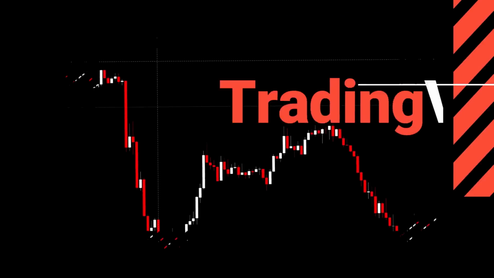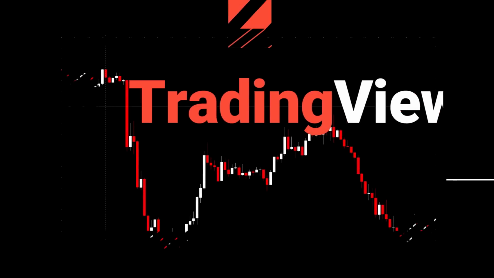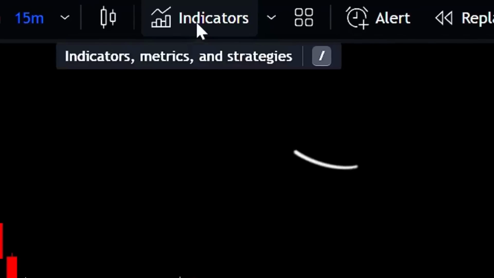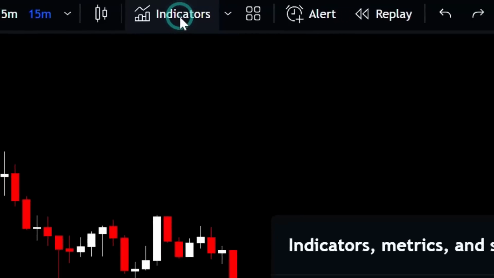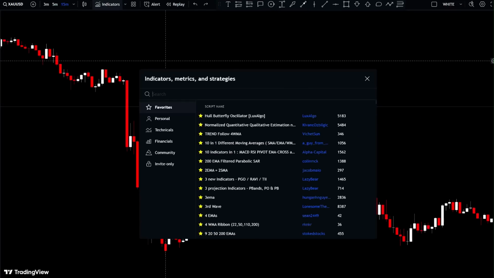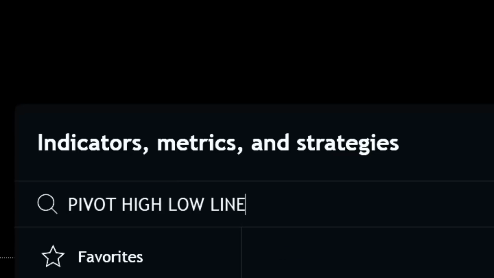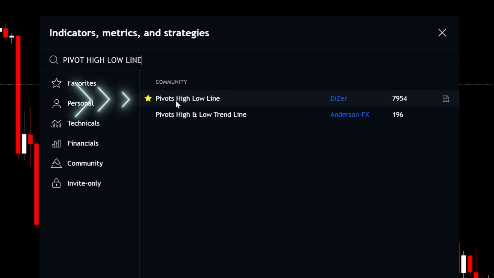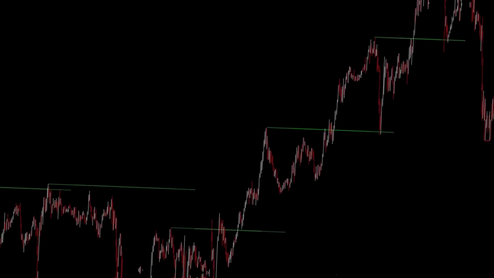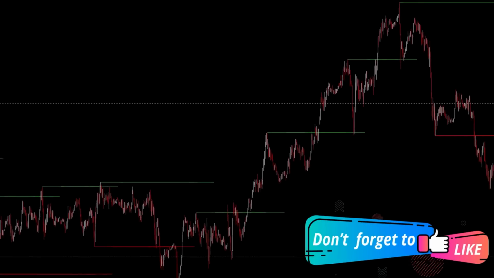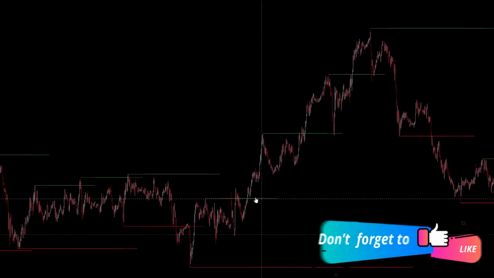So first things first. First up, open your trading platform and pull up your chart. Then head over to the indicator section, where all the tools are kept. It's like the toolbox of trading. Search for pivot high low line. There are a few out there, but the one we want is by someone called Dizer. Once you find it, just click on it and boom, it magically appears on your chart. It's like adding a superpower to your trading interface.